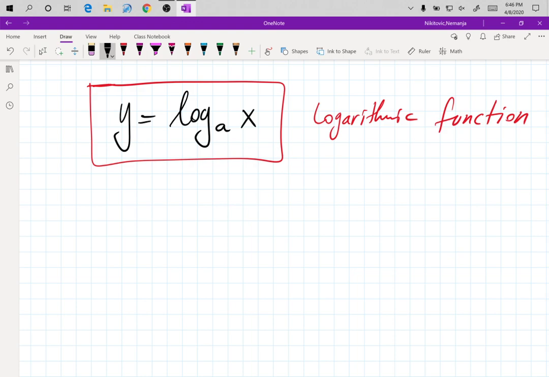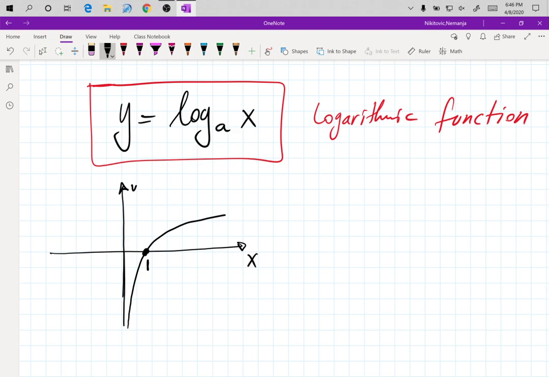So what do I have here? When I have a logarithmic function, I'm going to show you the graph. So this would be the graph going through 1, x, y. This, as you can see, is going to be a mirror of e to the x, or I mean b to the x, exponential function.